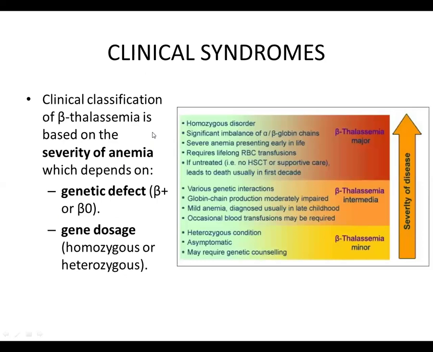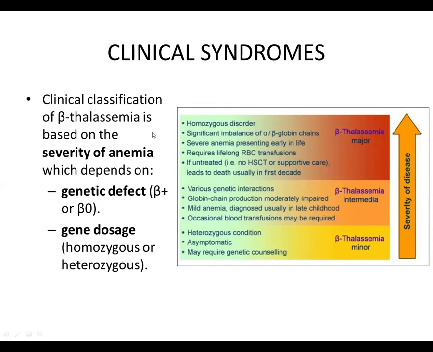Now, the clinical classification of beta thalassemia is based on the severity of anemia, which depends on the genetic defect that is present. And it is also based on the gene dosage. Genetic defect means whether the beta globin chain is totally absent or it is partially reduced, and gene dosage means whether the defect is homozygous, where both the alleles are mutated, or only one allele is mutated, as in cases of heterozygous condition.